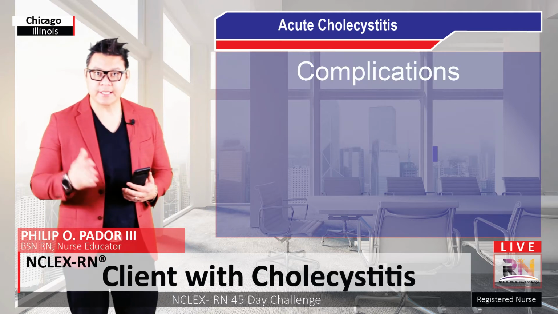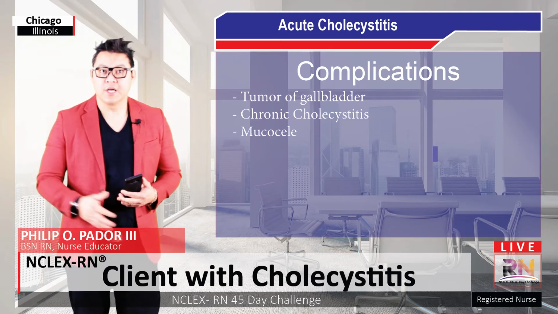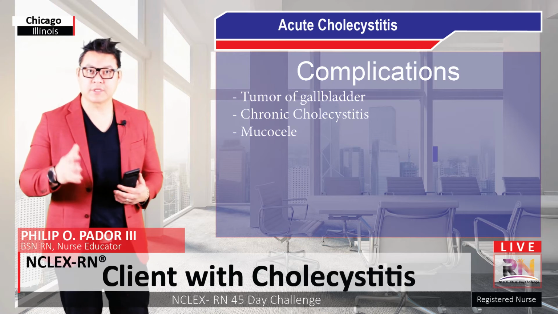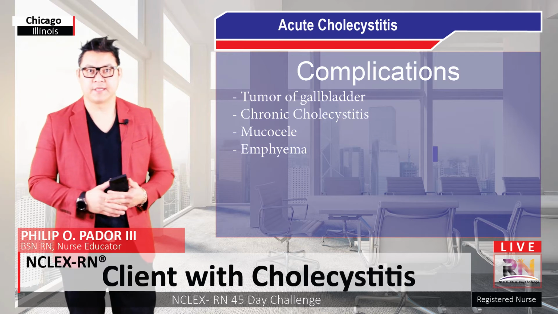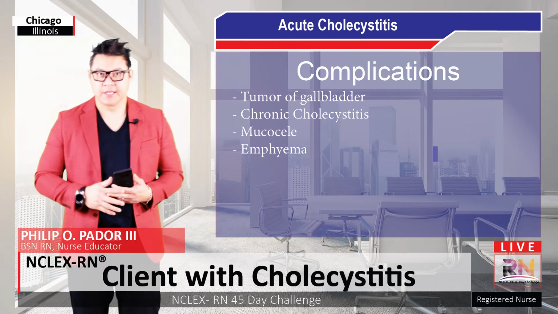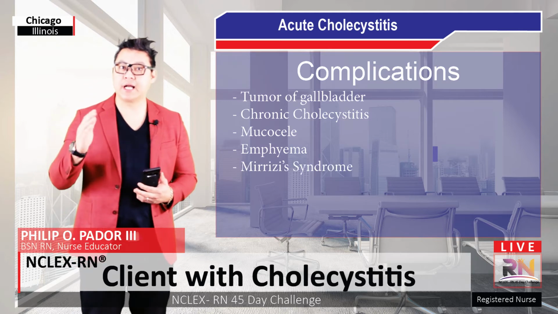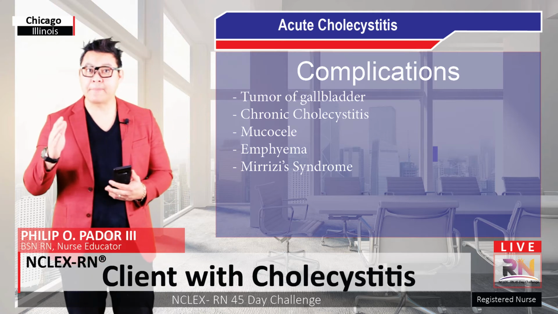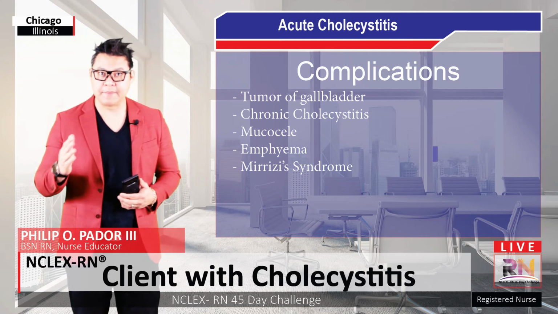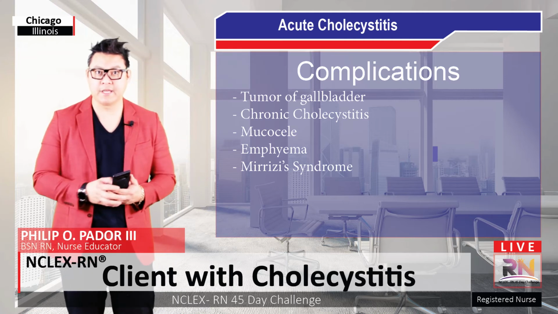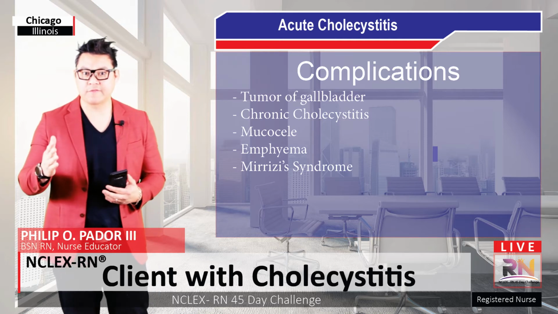Complications of cholecystitis include a tumor of the gallbladder, chronic cholecystitis, mucocele, where mucus is secreted into the gallbladder, and empyema, which is pus in the gallbladder, thanks to infection by bacteria. There is also Mirizzi syndrome, which is basically when gallstones in the cystic duct impact or obstruct the hepatic ducts. An obstruction of the hepatic duct means that the bile being produced by the liver will backflow and cause what's known as obstructive jaundice.